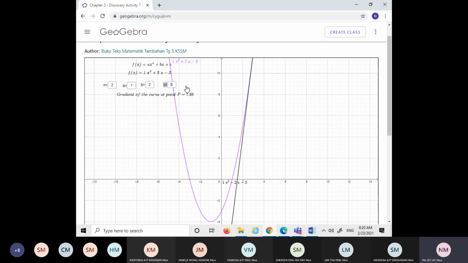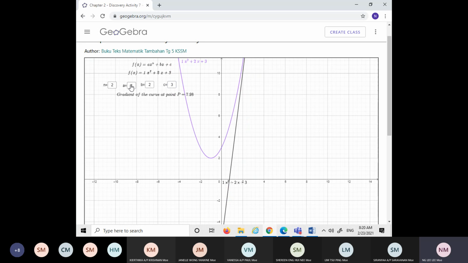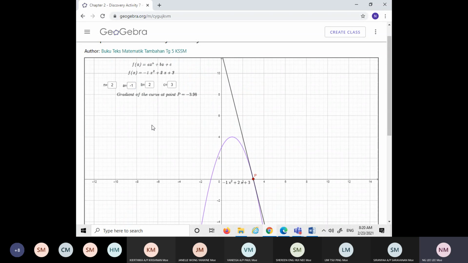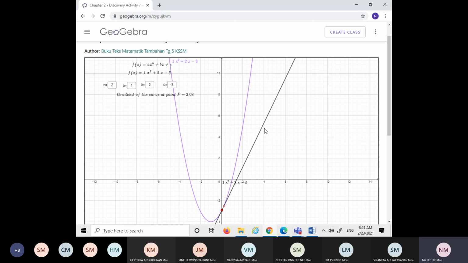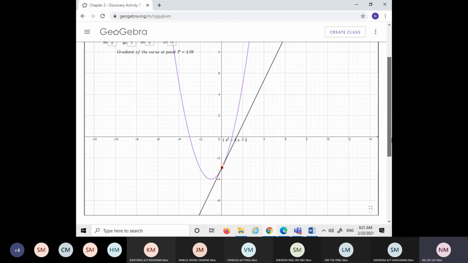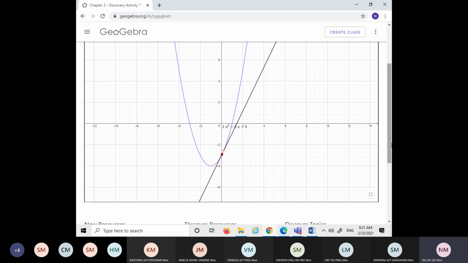Okay, I change back to minus 1. Okay, get my P. I want to move my P away. Maybe move to here first. Okay, secure. Only change back to functions. This is next. Now my P is here, just now at the place that we cannot see.